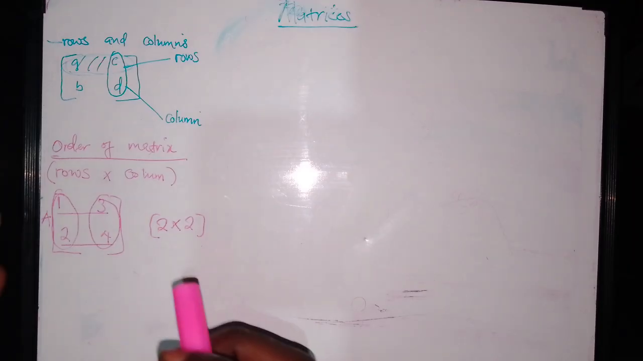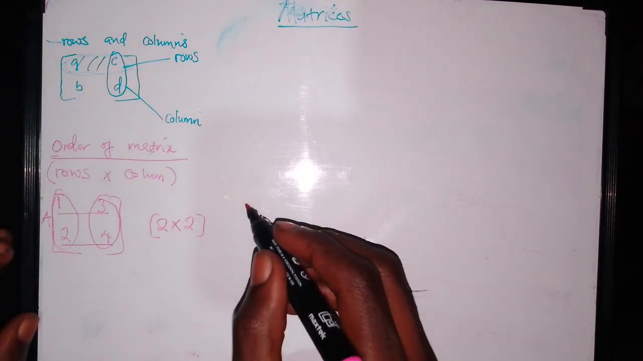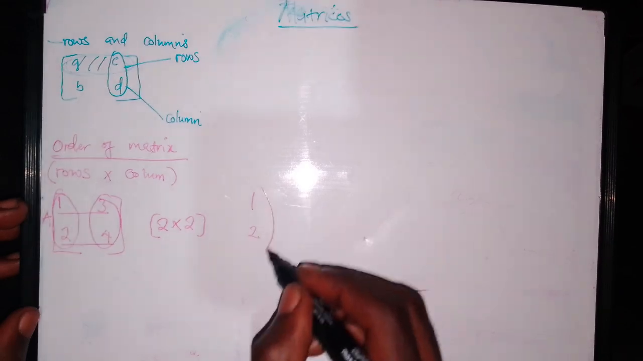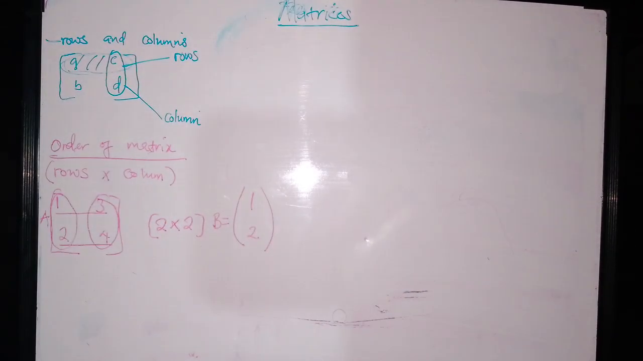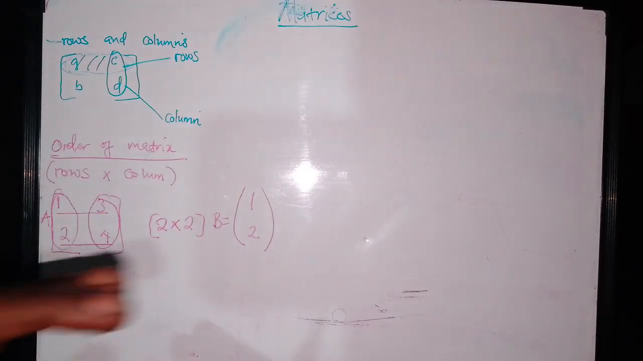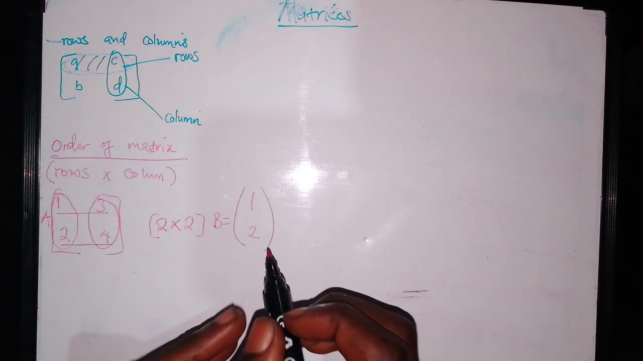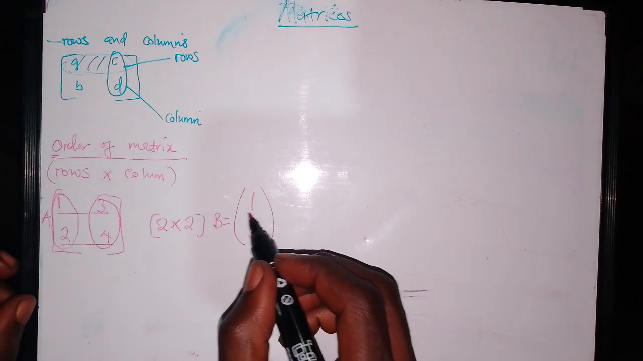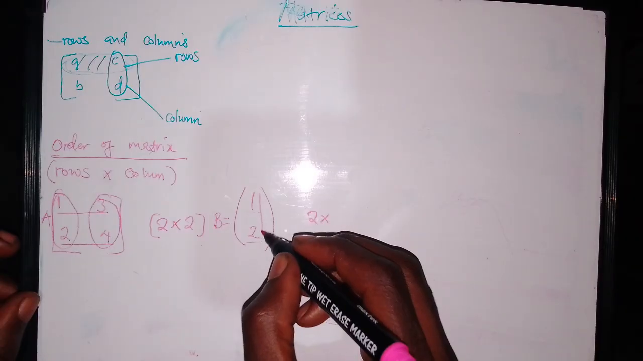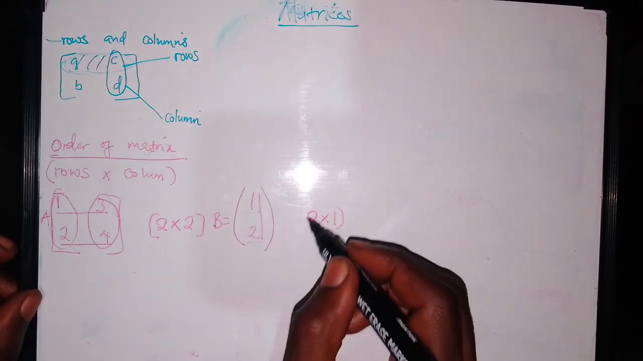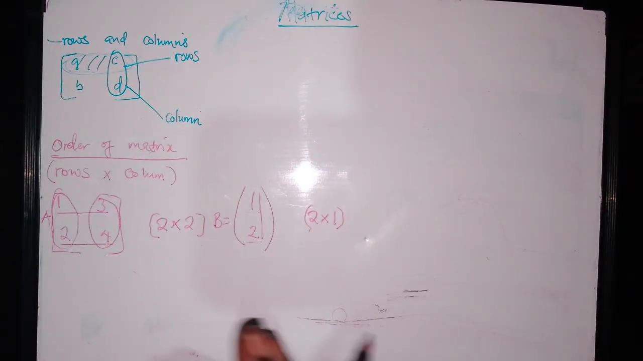Just like that, we can have a matrix which looks like this. Applying the order of a matrix, how many rows does it have? 1, 2. How many columns? There's only 1 column. So this is a 2 by 1 matrix. Just like that, you can have different matrices with different orders.